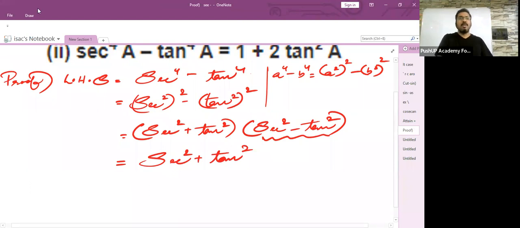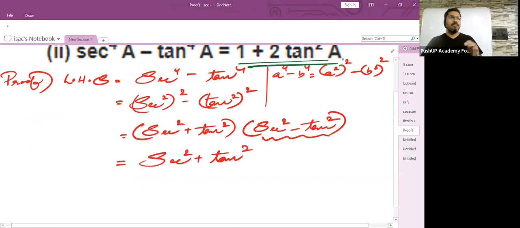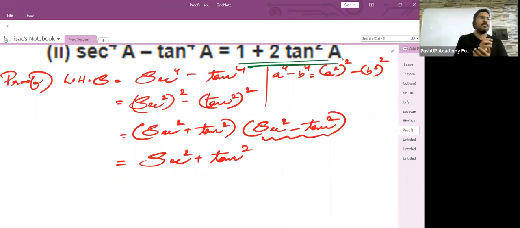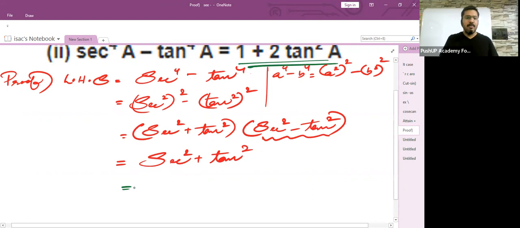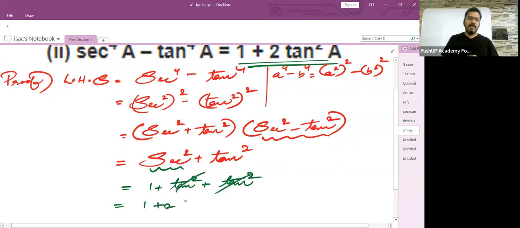Is this the required result? No, this is not the required result. The required result is something else: 1 plus 2 tan square. You should bring the answer only in terms of tan square. There is no need of sec square in the final answer. So what can we do? We can apply the square relation. What is sec square? Albina, what is sec square? 1 plus tan square. Very good. So 1 plus tan square plus tan square. This is equal to 1 plus 2 tan square. And this is the required RHS.